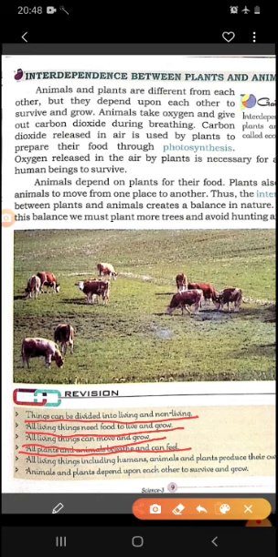Then all living things, including humans, animals and plants, produce their own kind. So we have learnt in this session in the beginning that living things reproduce of their own kind. And finally, animals and plants depend upon each other for survival and growth.